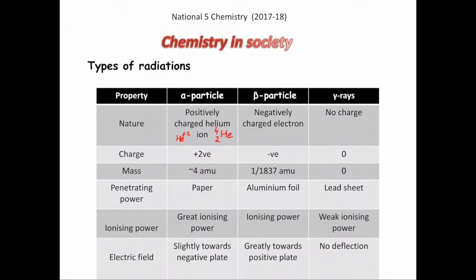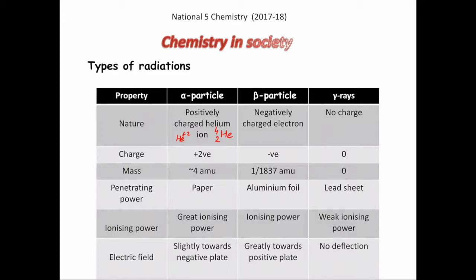The penetrating power of an alpha particle is the least, and it can be easily stopped even by a paper. Beta particles have a greater penetrating power as compared to alpha particles, and they can be stopped by, say, a few millimeters of aluminium foil. Gamma rays have the highest penetrating power, and they can only be stopped by a few centimeters of lead sheet or a few meters of concrete. The ionizing power of an alpha particle is greatest, and that of gamma rays is the least.